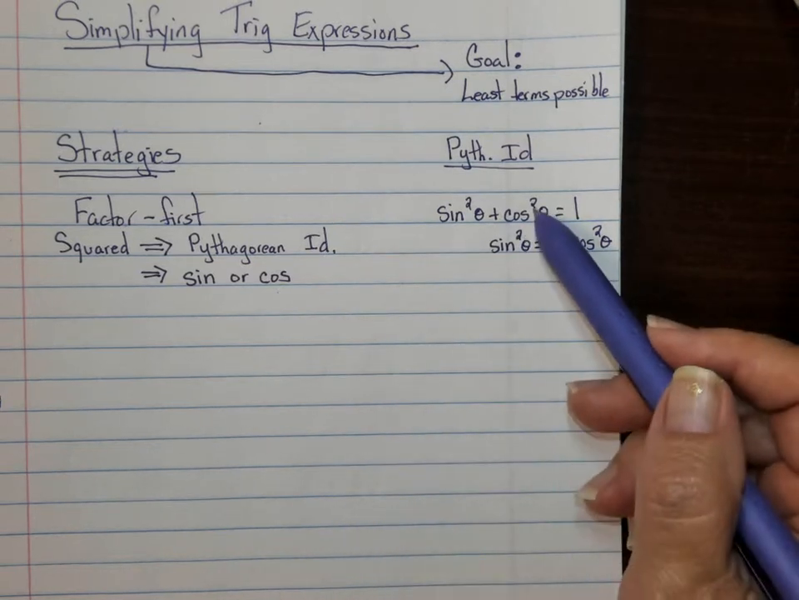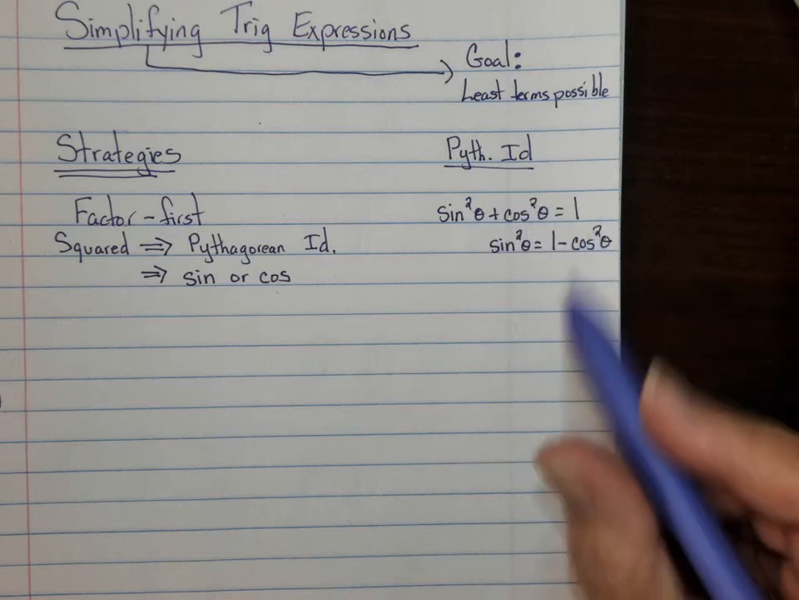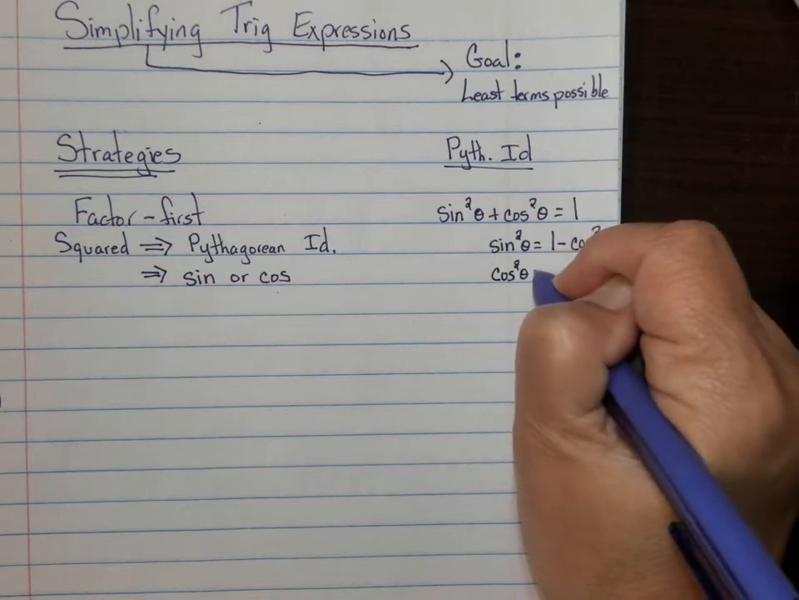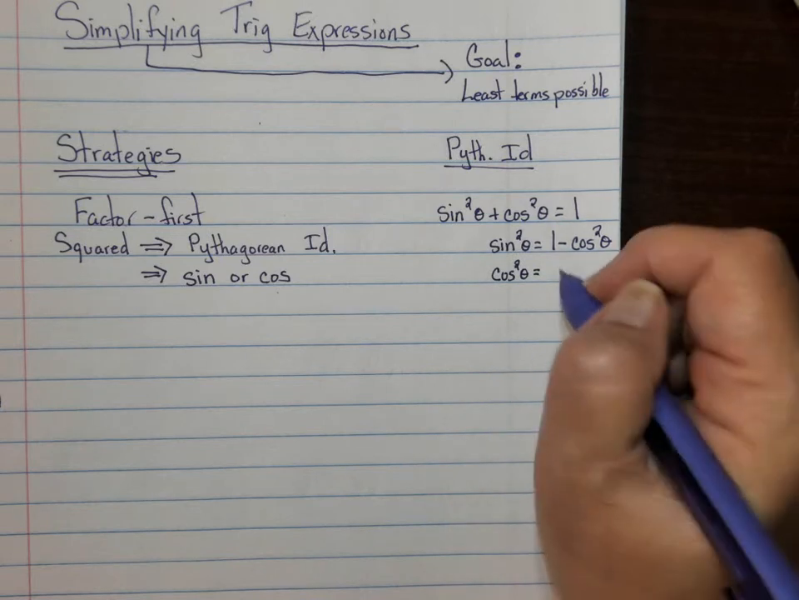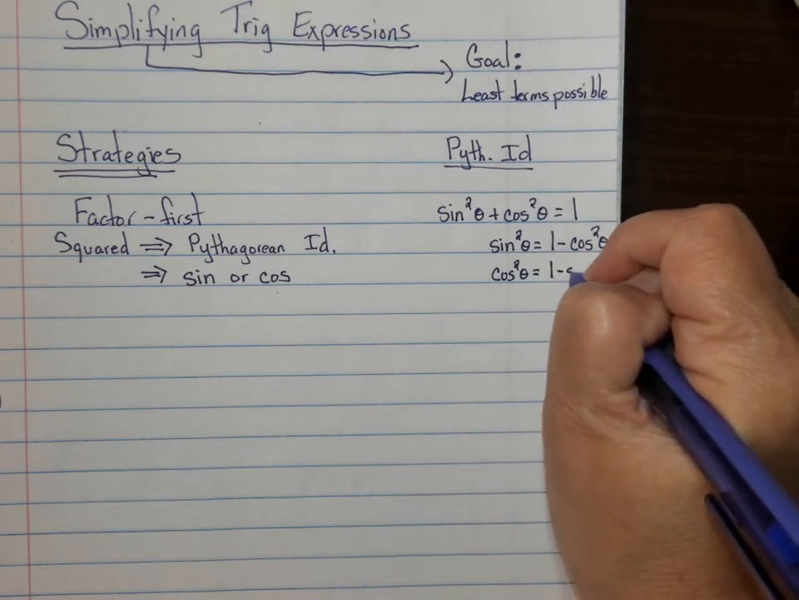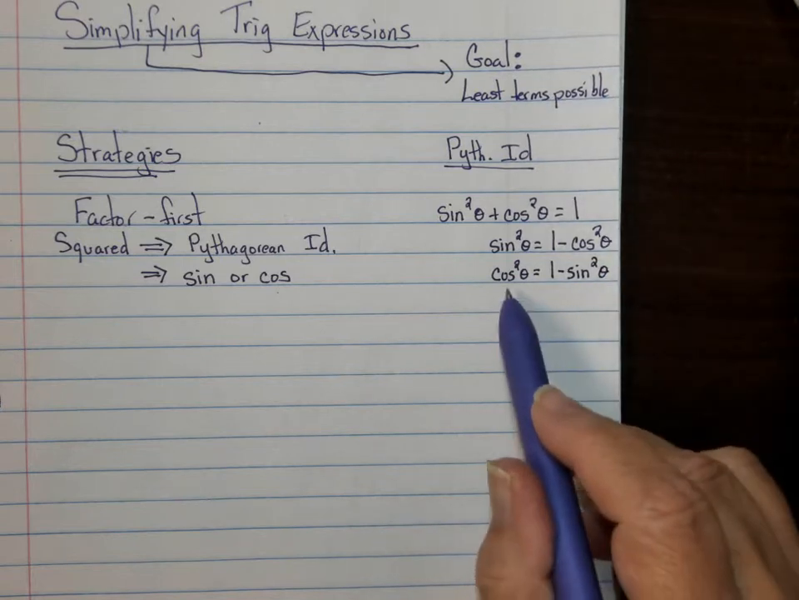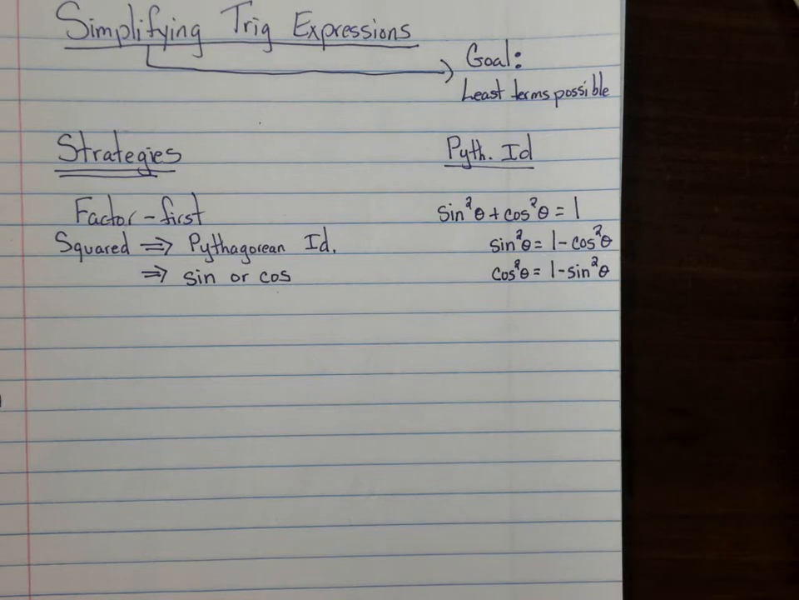All right, likewise, I could go back up to the top one, and I could solve for cosine squared theta. So that would mean I'm going to subtract sine squared theta from both sides. So that would be 1 minus sine squared theta. So this is another identity. It's just in a different format.